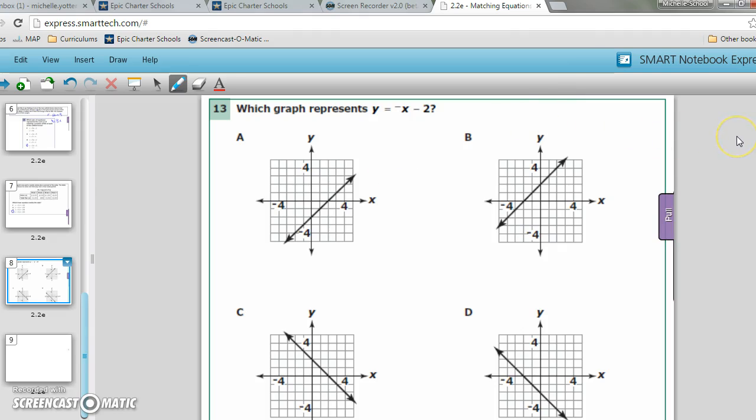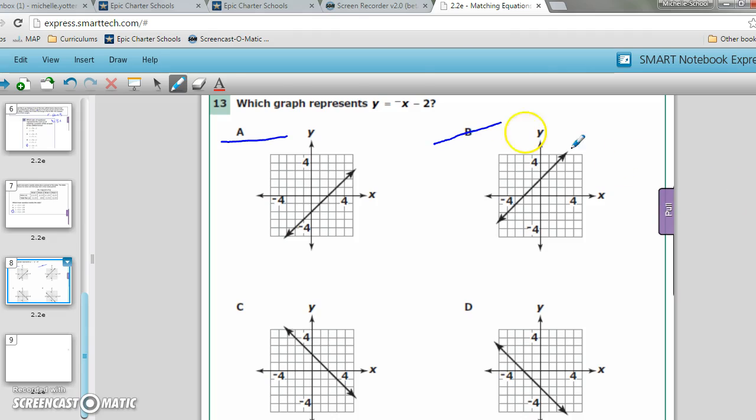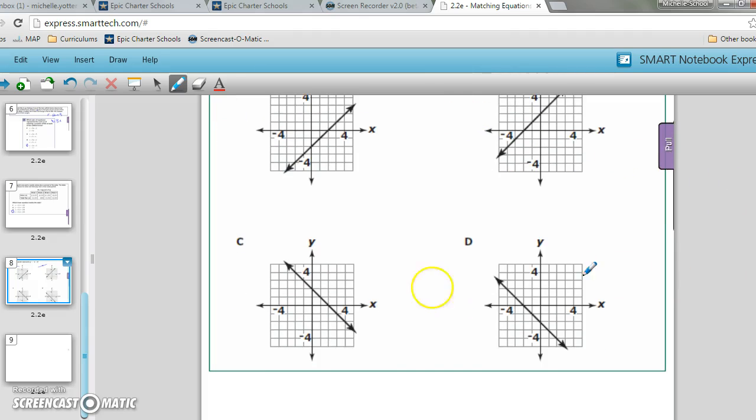Okay, which graph represents y equals negative x minus 2? Right off the bat, we know that it's a negative graph. So we can get rid of A and we can get rid of B because those are both positive lines. Okay, and so then the next is it has a y-intercept of negative 2. This one has a y-intercept of positive 2. This one has negative 2, so the answer is D.